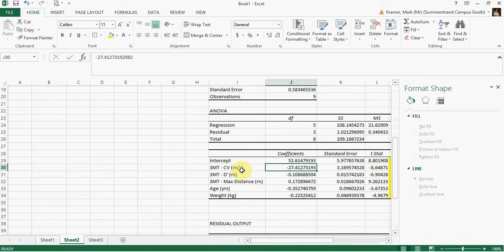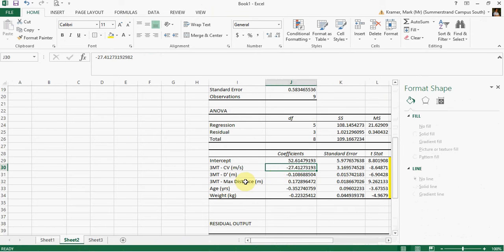Basically, it's saying that for every 1 meter per second increase in my critical velocity, my VO2 max value will go down by 27 moles per kg per minute. For every 1 meter that I cover extra, my VO2 max is going to go down by 0.1 moles per kg per minute. In terms of d prime, the higher my anaerobic capacity, the lower my aerobic capacity in essence, right?